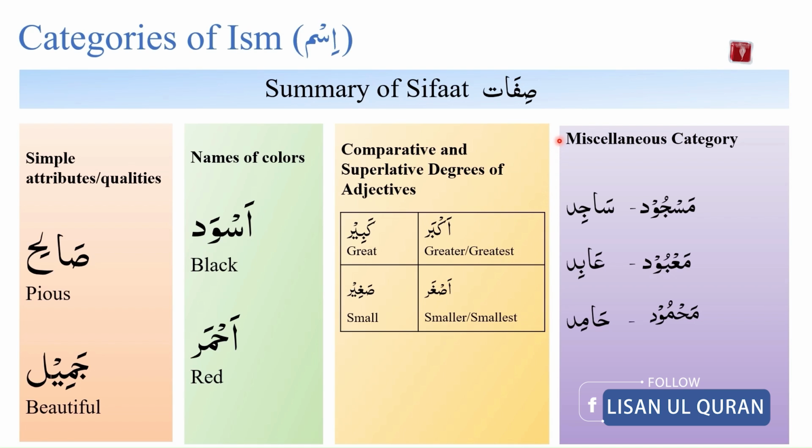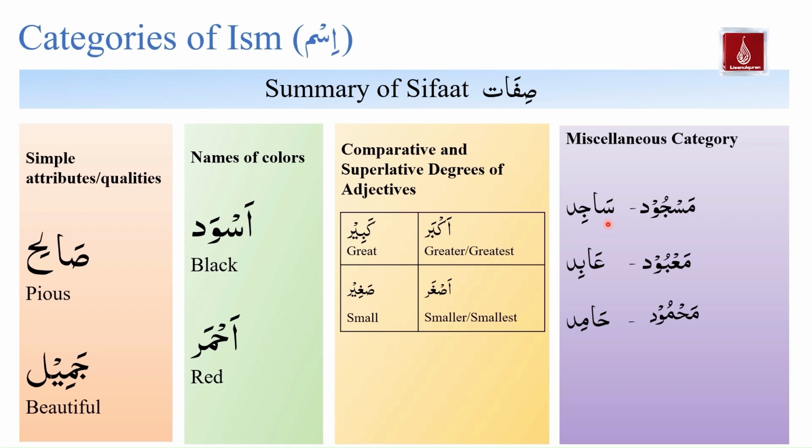And finally, we have a miscellaneous category of sifat, which will include words like sajid and masjud. Sajid, for example, being the one doing sajda, and masjud, the one towards whom sajda is done. Similarly, we have abid and ma'bud. Abid is the one who worships. Ma'bud is the one being worshipped. Another example is Hamid and Mahmud.